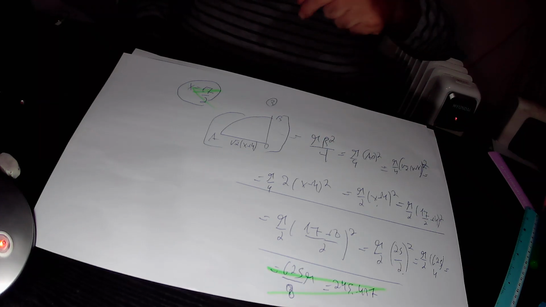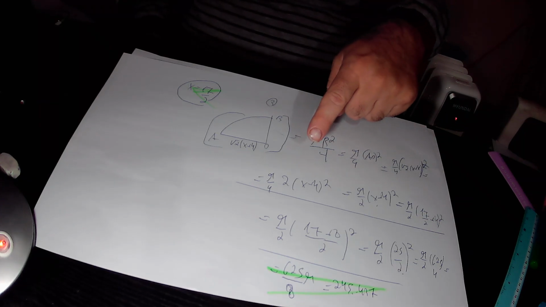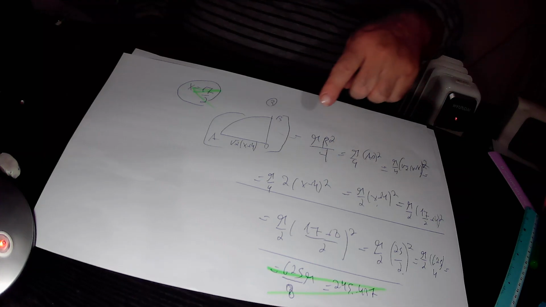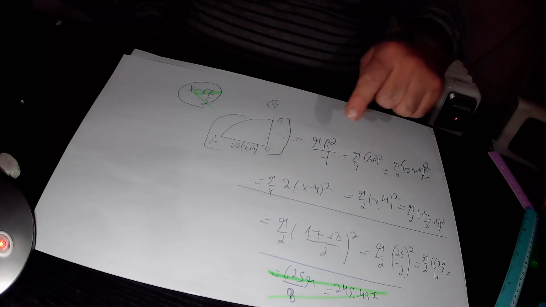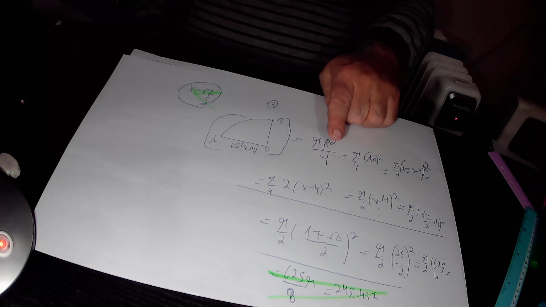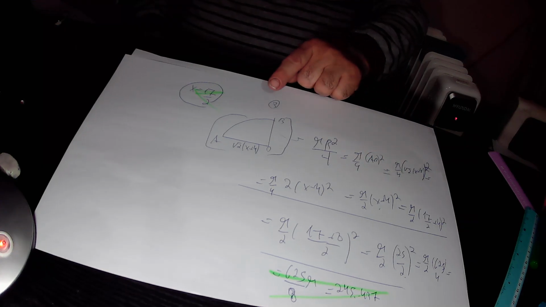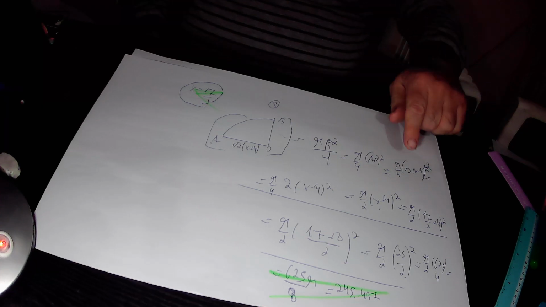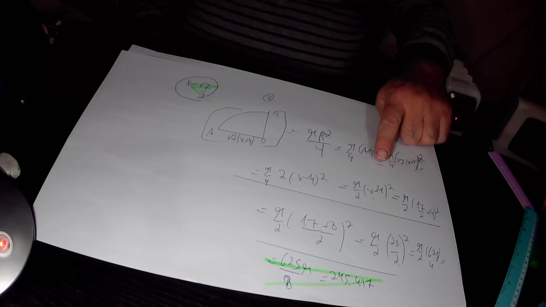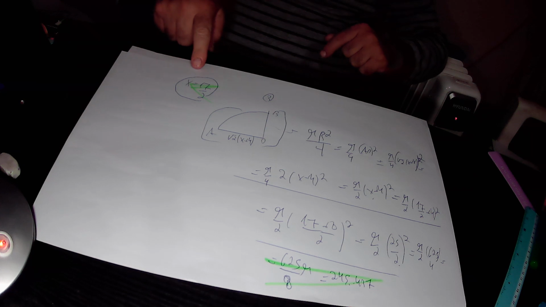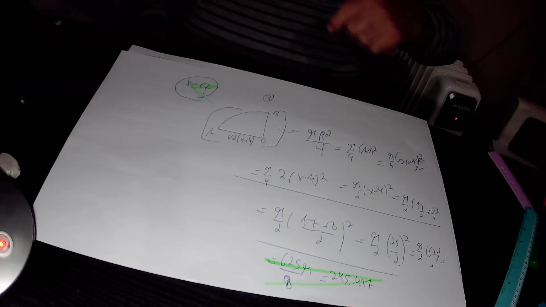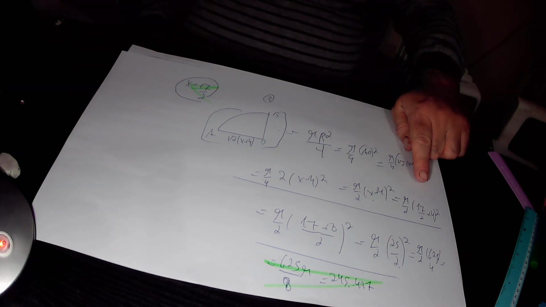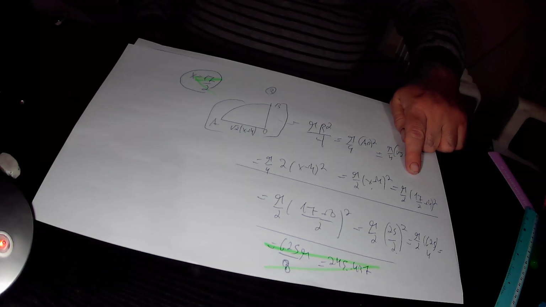So in total the area of the quarter circle AOB equals pi over 4 times 2 times x plus 4 squared. 2 over 4 is 1 half, and here we have x plus 4 squared. So in total, the area of the quarter circle must be equal to pi over 2 times x plus 4 squared. We substitute x by 17 halves. So the area of the quarter circle must be equal to pi over 2 times 17 halves plus 4 squared.